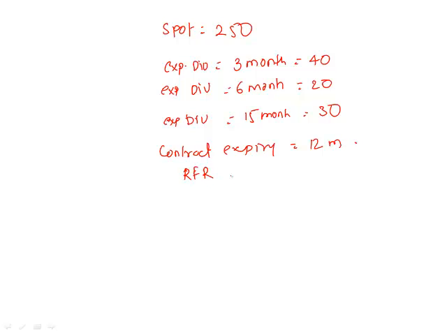Risk free rate of return, Soumya, is 10% per annum. So you have to calculate the theoretical no arbitrage forward or future price. 10% per annum, if nothing is mentioned, we simply assume annual compounding.